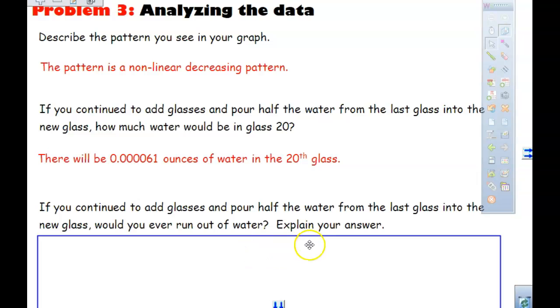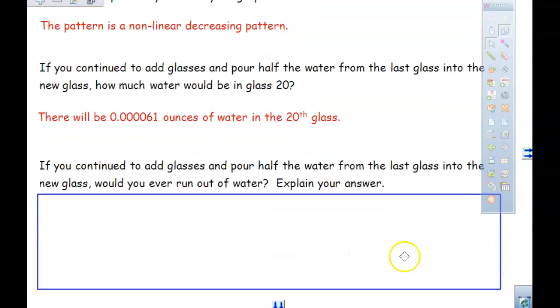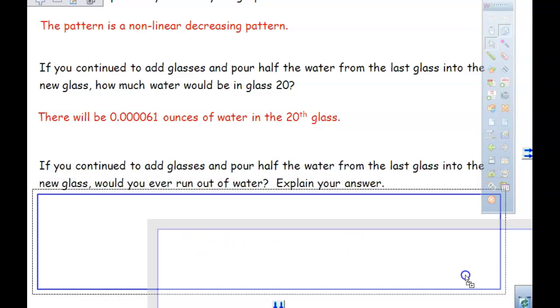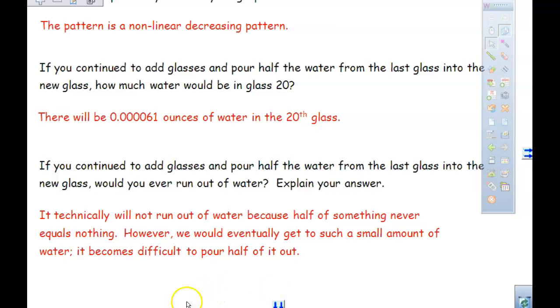If you continued to add glasses and pour half the water out, we assume that it's going to get closer and closer. Will you ever run out of water? In a real-life situation, technically you're going to run out of water, because how do you show that much? Eventually, with a small amount of water, it becomes difficult to pour half of it out. So eventually we would. As you are looking at that, you're going to be doing your homework.